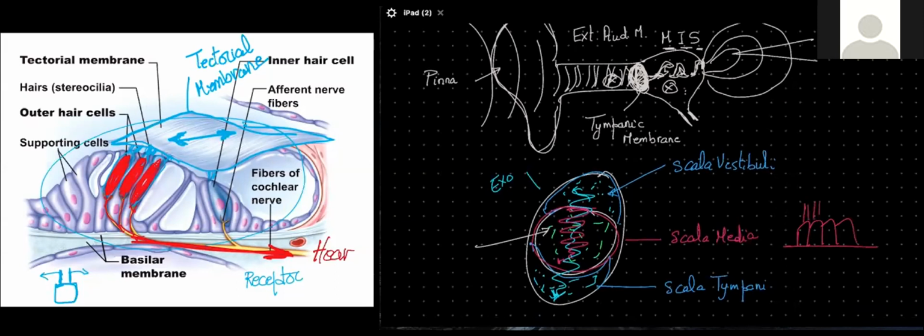What do we call this receptor? It's my organ of Corti. The organ of Corti is formed of hair cells, and attached to the cilia of the hair cells, we've got a gelatinous membrane. This is called my tectorial membrane.